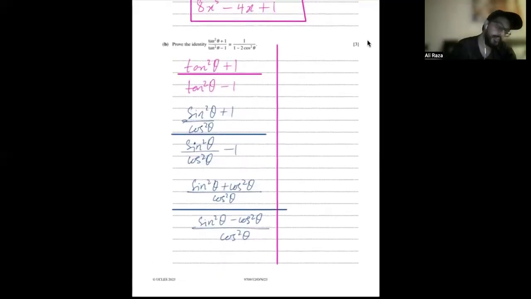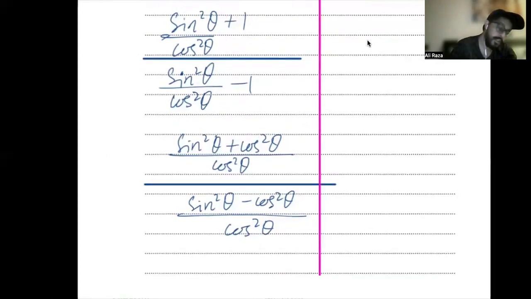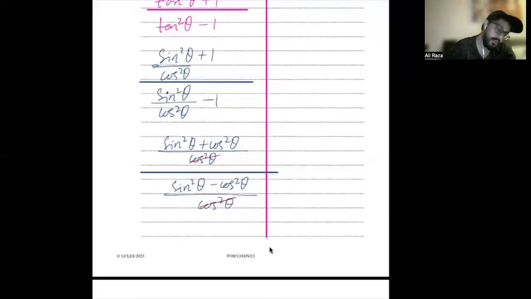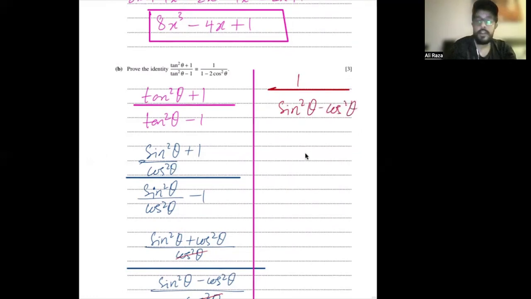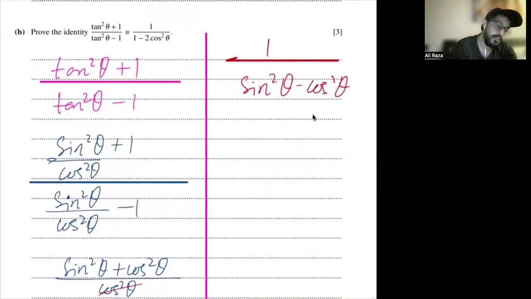Now once we've reached this step, we can cancel out the cos square in both the denominators for numerator and denominator. This simplifies to 1 over sine square theta minus cos square theta. Now in place of sine square, I can write 1 minus cos square theta. This proves the identity 1 upon 1 minus 2 cos square theta.